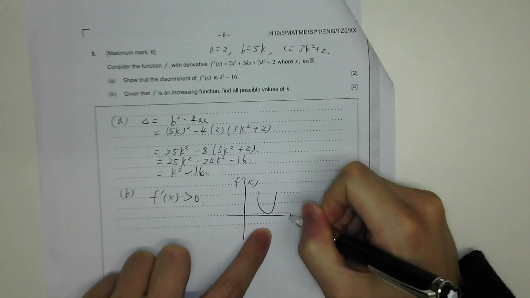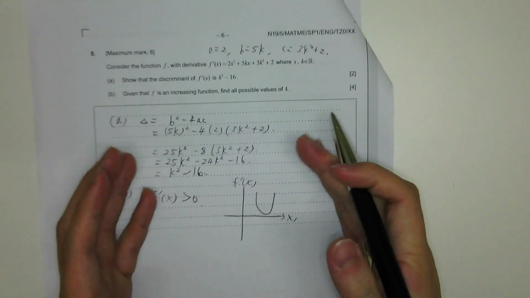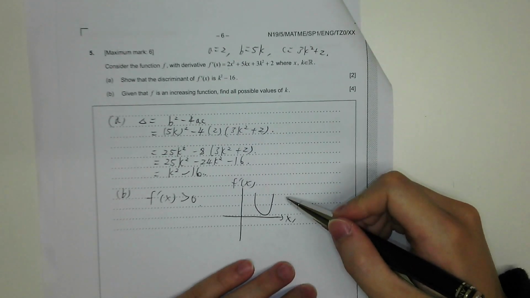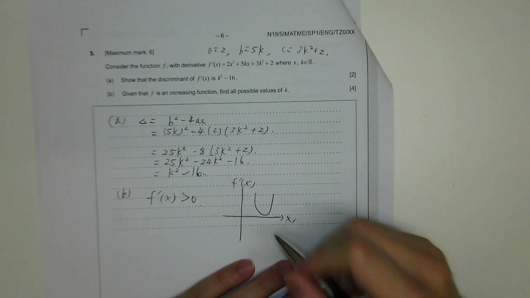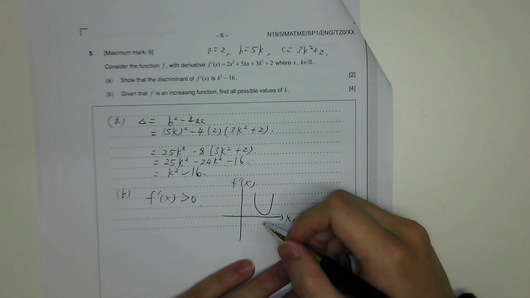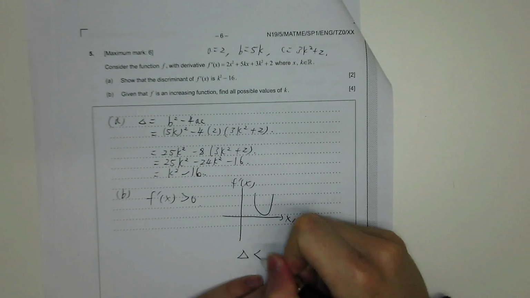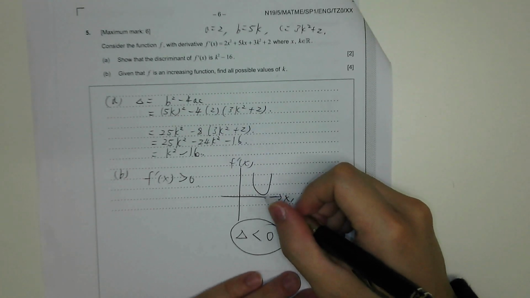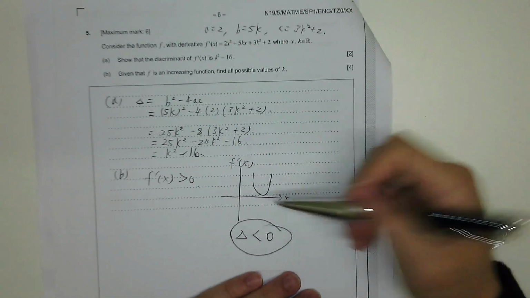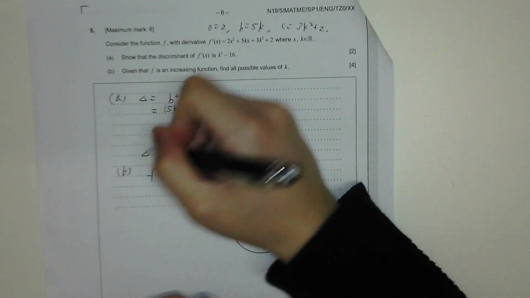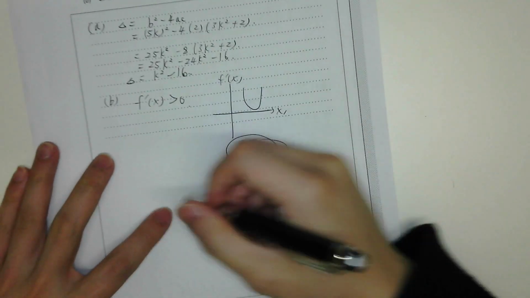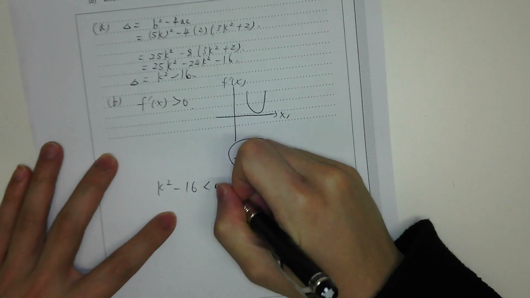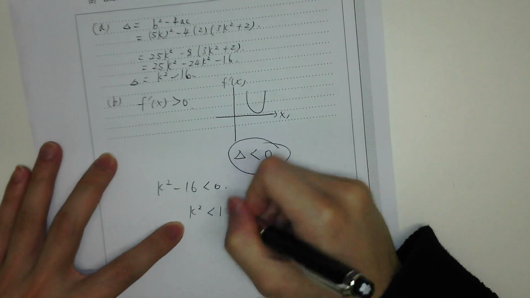Okay, maybe on this part or on this part, it doesn't really matter, but you see this curve is above the x-axis, doesn't touch the x-axis, which implies that the delta is smaller than 0 because no solution, no root. I mean, the quadratic function doesn't touch the x-axis. So delta is k squared minus 16. So k squared minus 16 is smaller than 0.